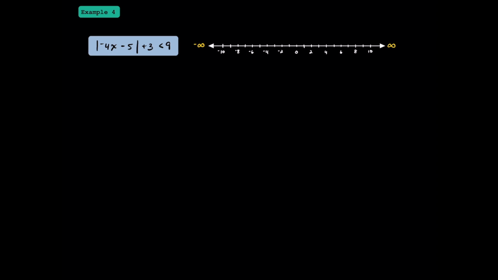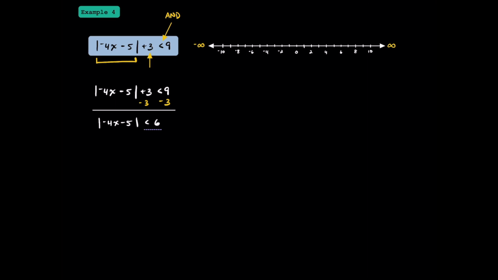Let's try example 4. Right away, let's try to get this thing alone. To do that, we'll have to get rid of this positive 3. And from the start, we should be thinking that this is an and inequality. To isolate the absolute value, we're going to subtract 3 from both sides. And we'll get the absolute value of 4x minus 5 is less than positive 6.